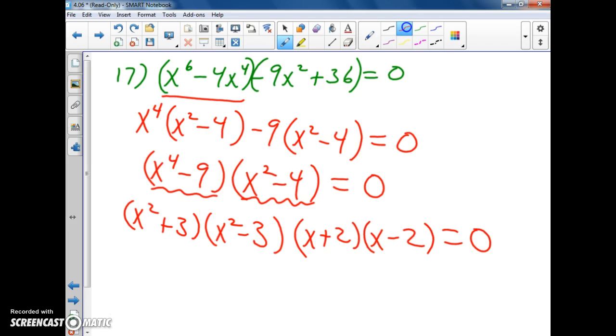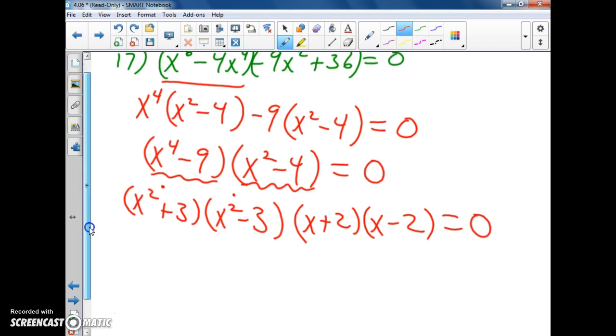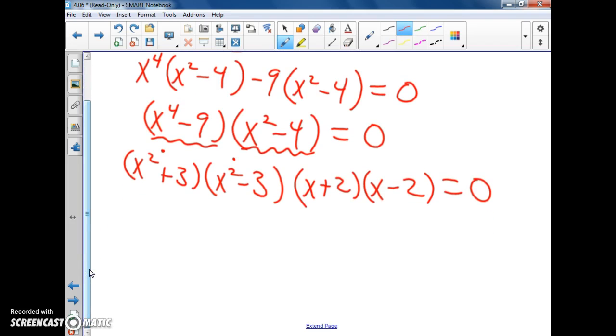Okay, all right. Now, can you factor this any further right here? No, you can't. Can you factor this any further here? No, you can't. Okay, so you're ready to start solving, right? All right, so let's get to the solving part.